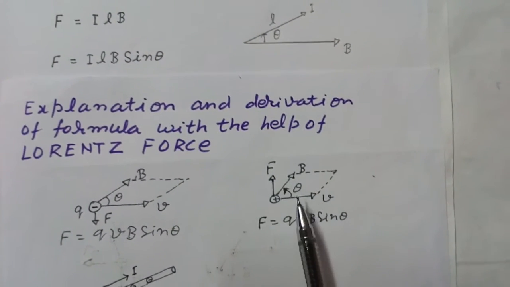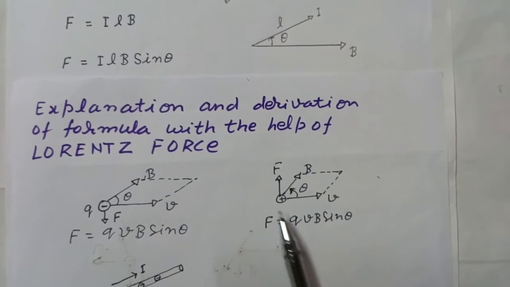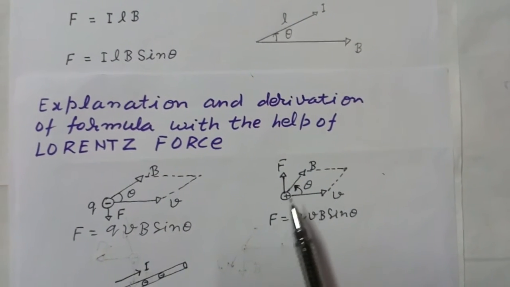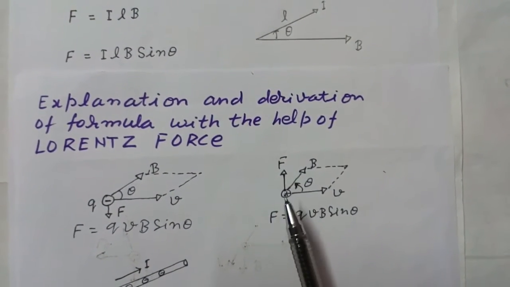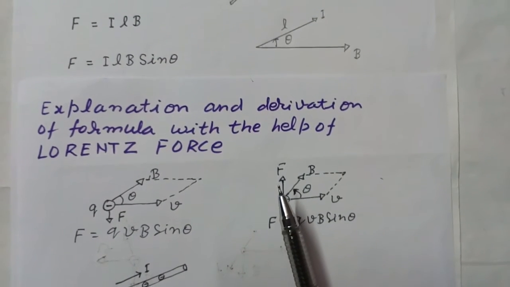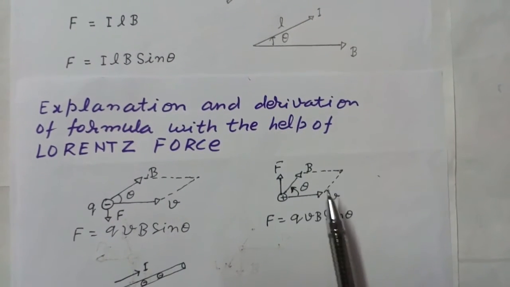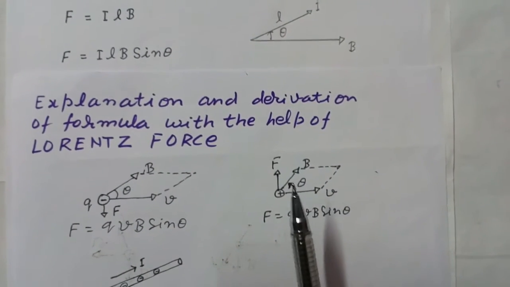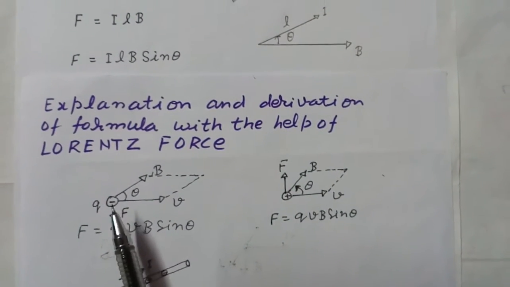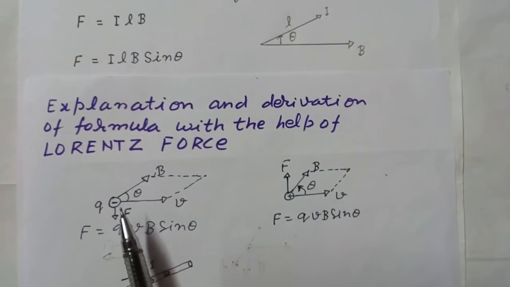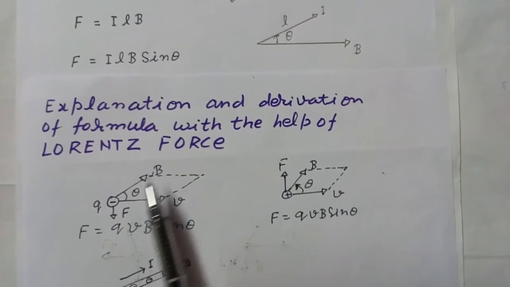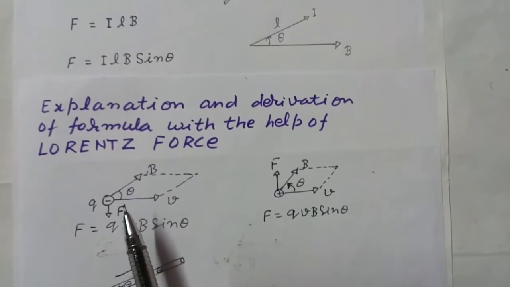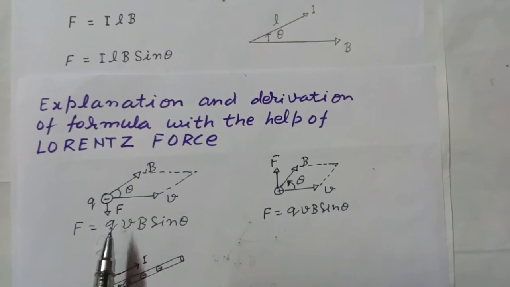and by right hand screw rule, v cross B, by rotating the screw anti-clockwise, the screw will move in upward direction, so force on this charge is perpendicular to this BV plane and in upward direction, it is outward. Now if charge is negative, then direction of this force will be inward, it is perpendicular to this plane BV but in downward direction.